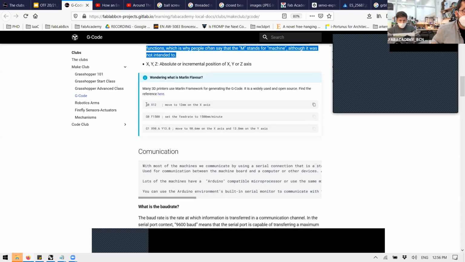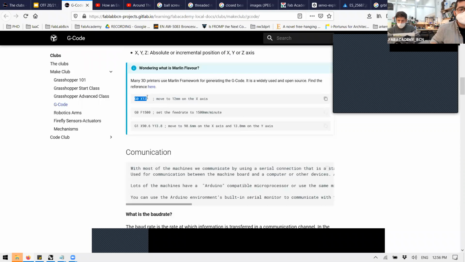So for example, here we have G0 move to X12. It will move 12 millimeters on the X axis. G0 move at this speed. You can also specify the speed in G0, but it's something that usually, these are standard in communication, you don't want to do it. And you have G1 move to this position, X90, Y13. And usually the F, that is the speed, is the feed rate that you might remember from CNC. It is the feed rate, the moving speed.